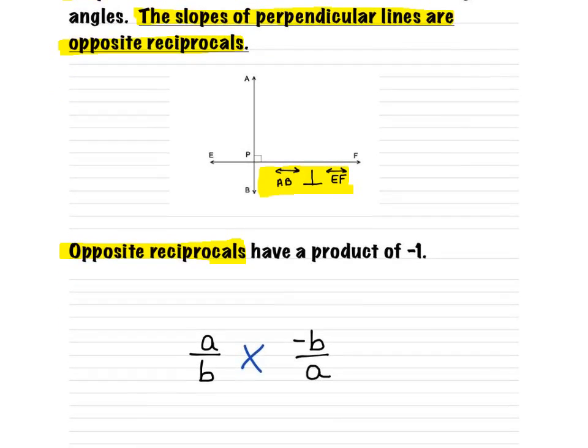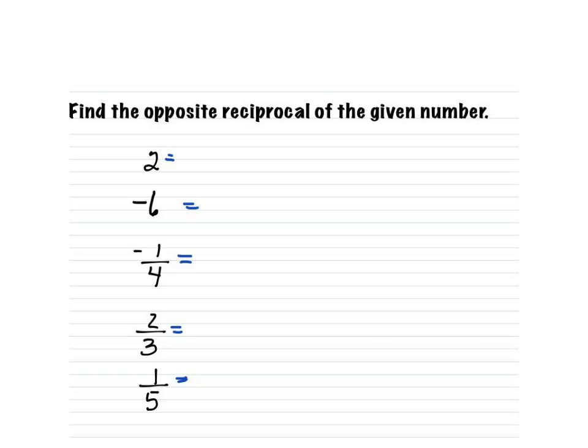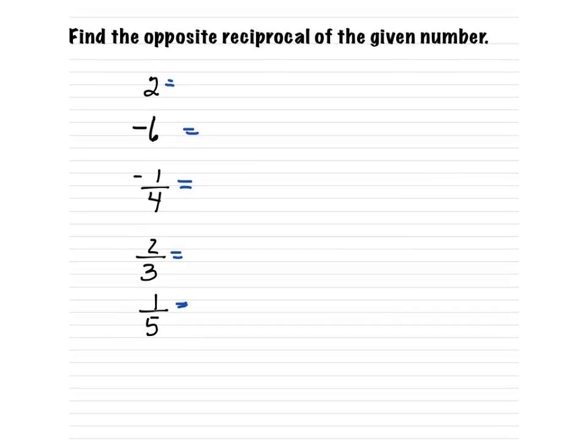Here you see that a/b and -b/a are opposite reciprocals, because when we multiply these, your product is -1. Let's practice finding opposite reciprocals. Here we go. Find the opposite reciprocal of the given number. The number 2. The opposite reciprocal of 2 would be -1/2.